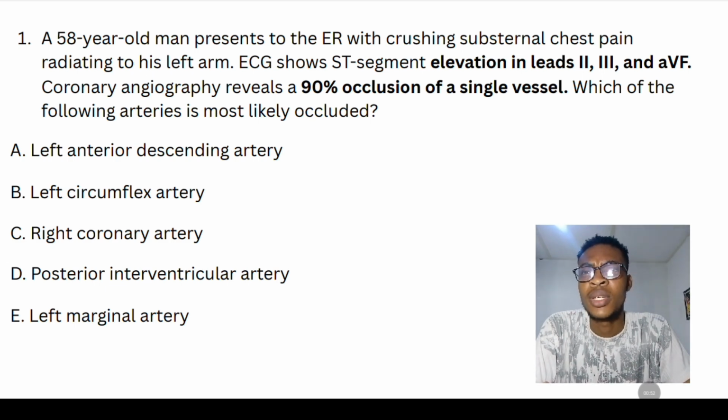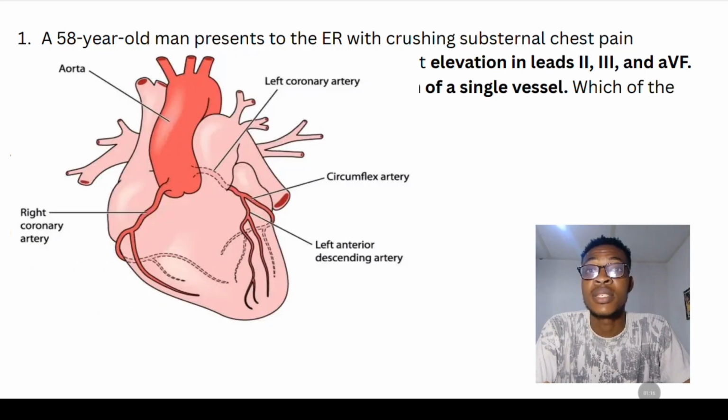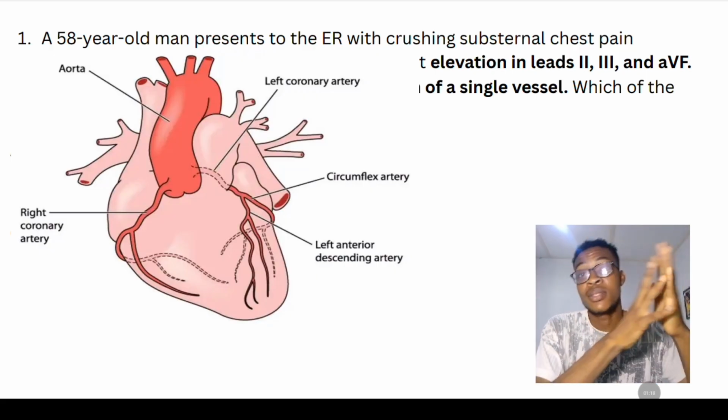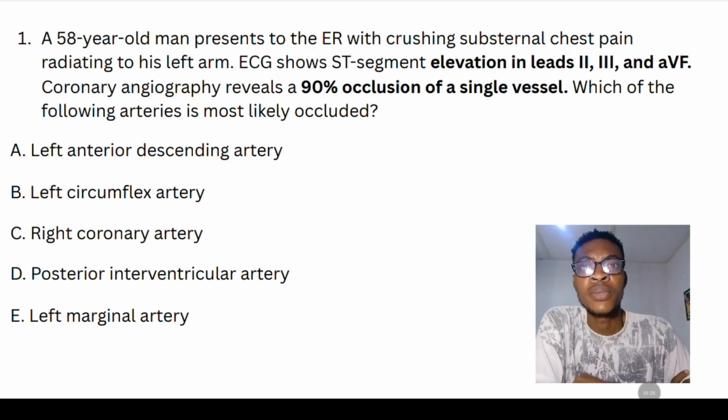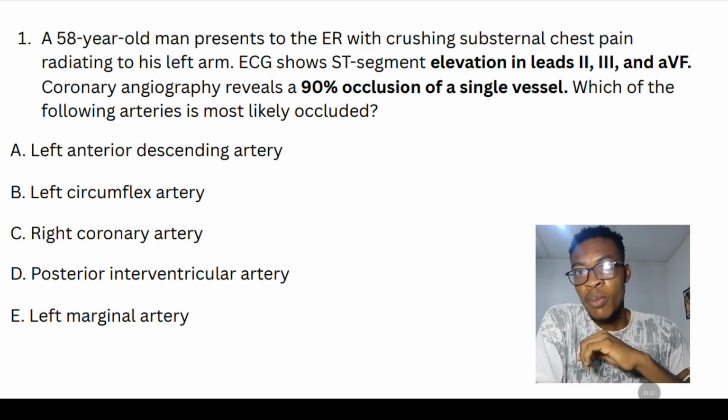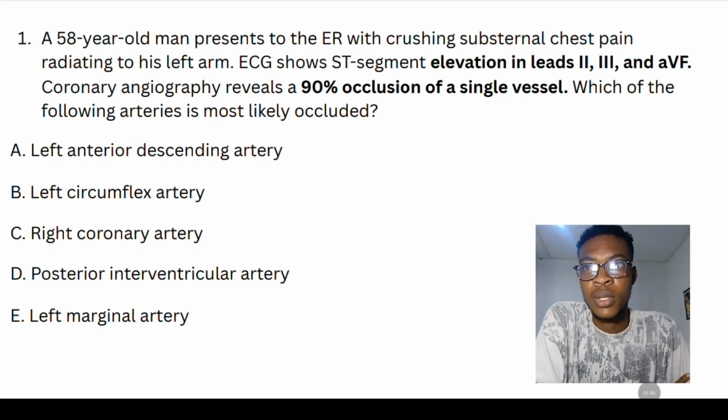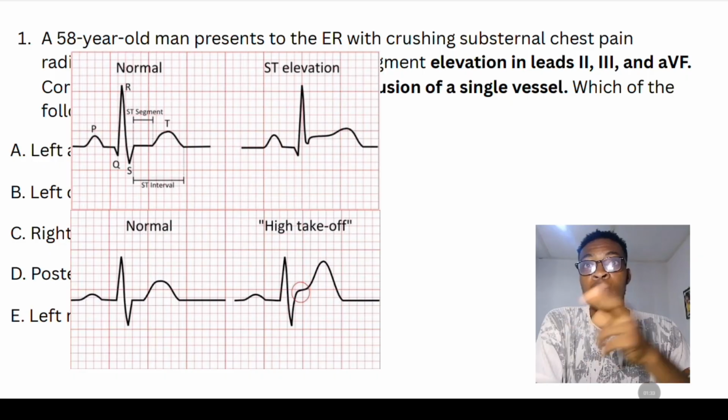Right. So looking at the question, they said there's elevation in leads 2, 3, and AVF, and it also says the 90% occlusion of a single vessel. So first of all, the option here says left anterior descending artery. The left anterior descending artery supplies your anterior parts of the heart, or your interventricular septum. And if there's an occlusion of this artery, it's going to lead to elevation in leads V1 to V4, which is not part of the question.